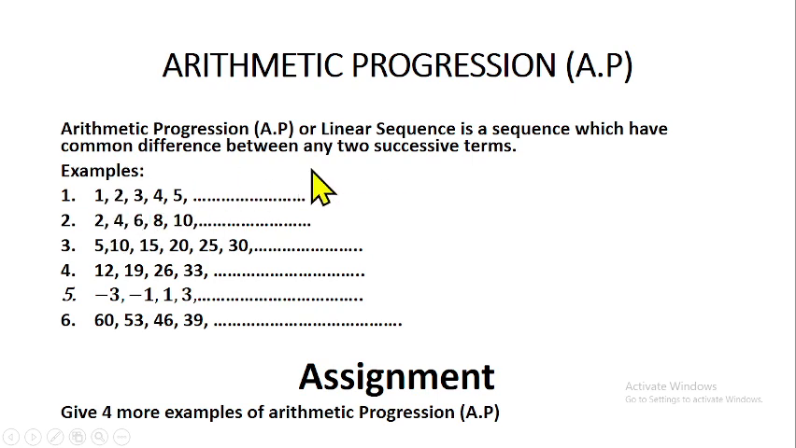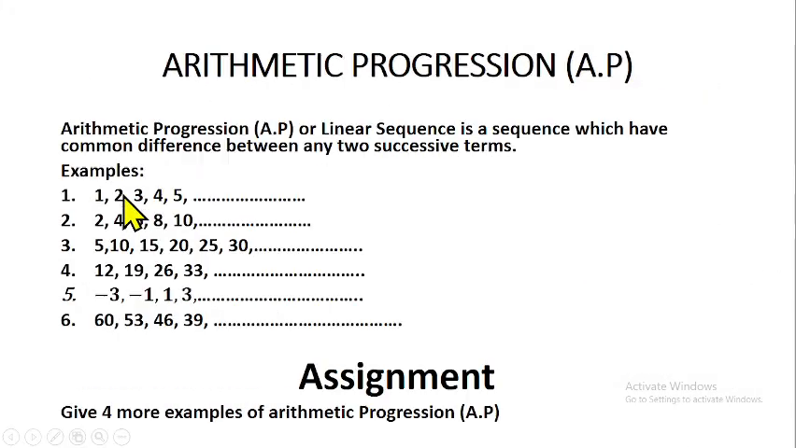If I pick two successive terms, what do I mean by two successive terms? I take the second term minus the first term, whatever it gives me. I also do third term minus second term, and it gives me the same answer. I do fourth term minus the third term, it gives me the same answer. And fifth term minus the fourth term, it gives me the same answer. That means the progression is an arithmetic progression.